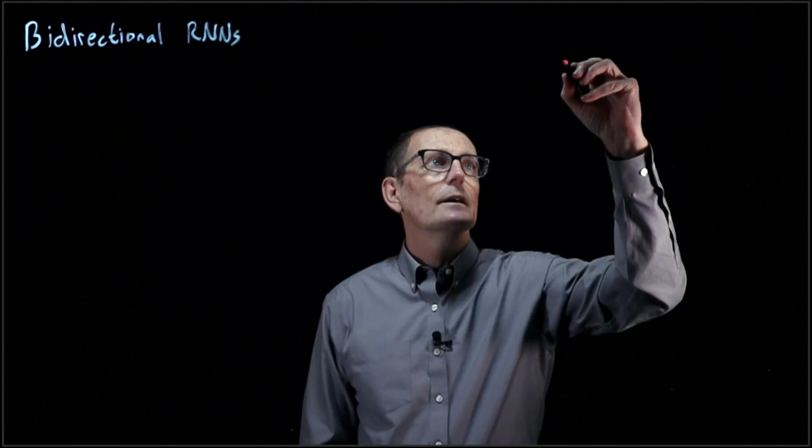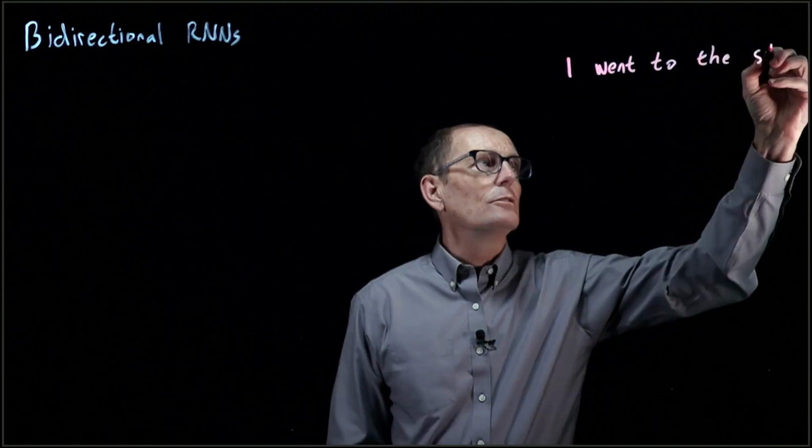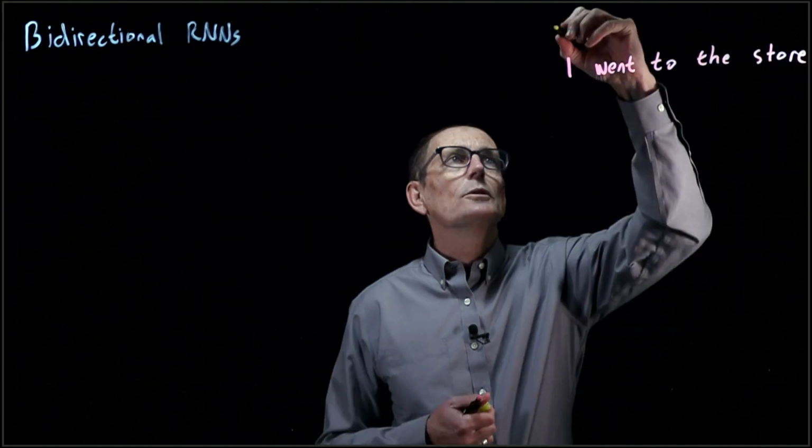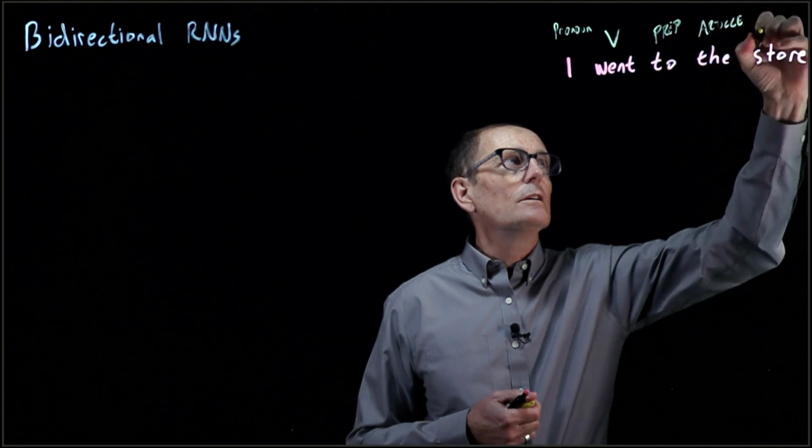Now let's talk about bidirectional RNNs. So we can imagine, let's say you've got a sentence, you're trying to predict parts of speech for each word. So you might have something like, I went to the store, and our Y's for this would be something like pronoun, verb, preposition, article, noun. Let's say we have something like this.